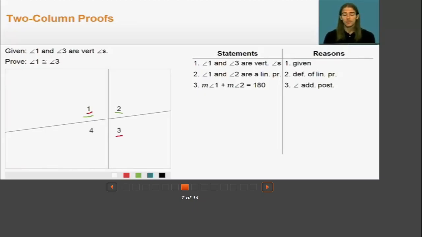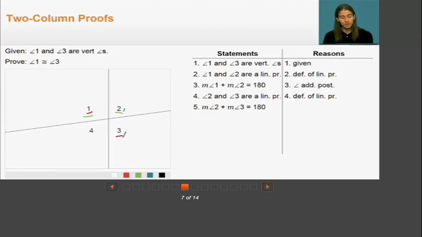And then furthermore, if we look at this diagram, we can see that angles 2 and 3 form a linear pair. Once again, that's because the two angles together form a straight line, and that's the definition of a linear pair. So in step 5, we can once again say that we have two angles summing up to 180 degrees, except this time it's angles 2 and 3.